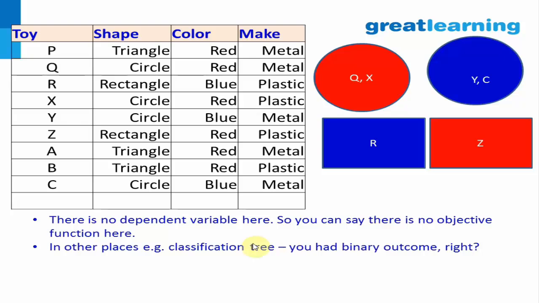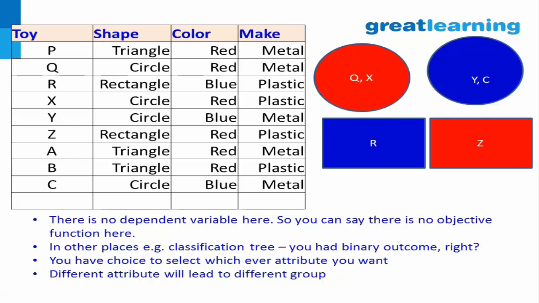Here there is no objective function, there is no dependent variable. The only task that you have is to find which observations, or which objects, are similar. And you have the choice of taking any variable. Whatever attribute you select, whatever variable you select, you will get groups like that. And these groups will be homogeneous on the selected attribute only.